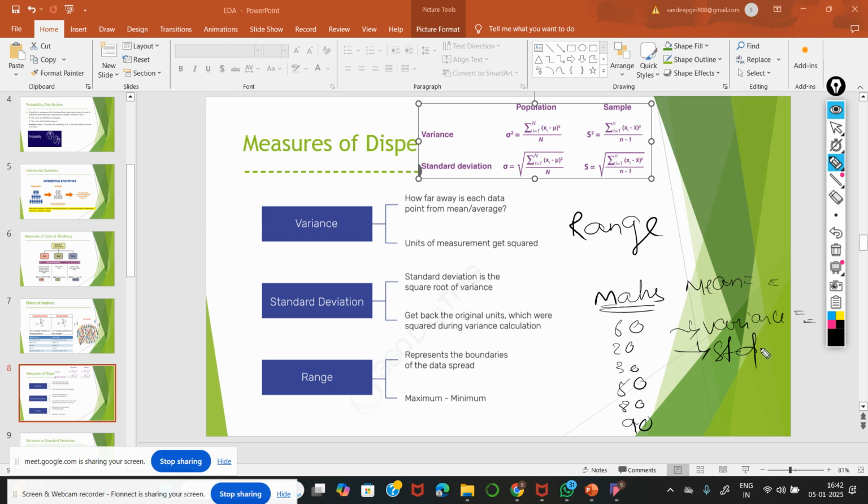And remember, once you convert it to standard deviation, the square root is applied, and you get the original unit. Suppose for this example the mean is 55 and the standard deviation you got is 70. What can I infer from it? The standard deviation is not zero, that means deviation is there. 70 is there, here 55 is there.